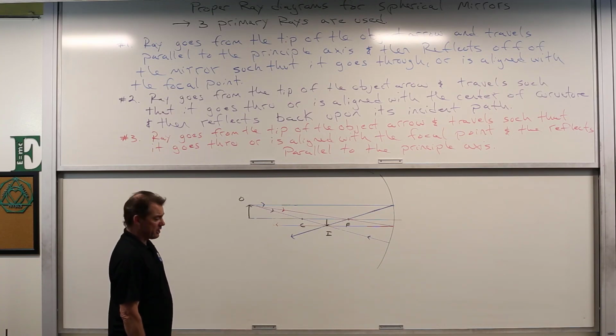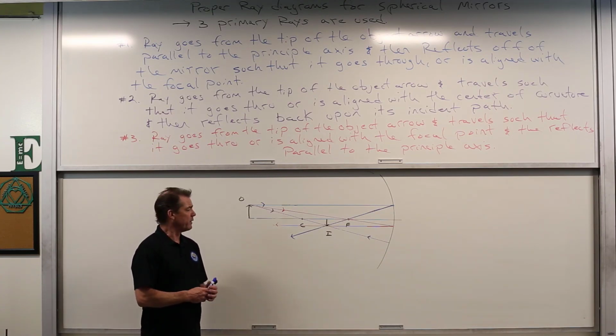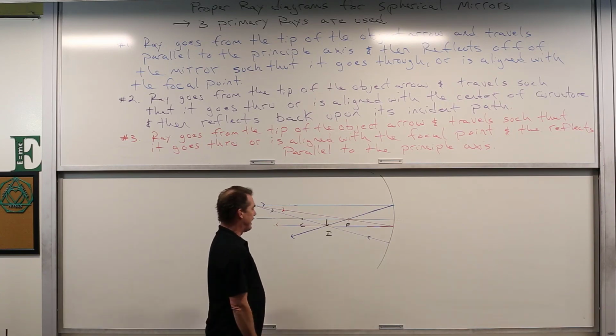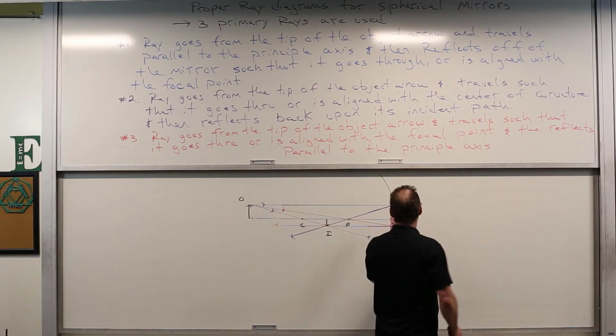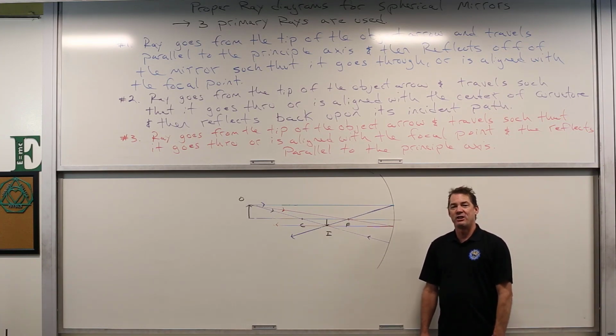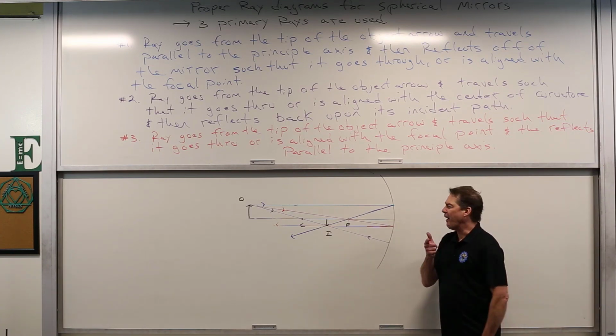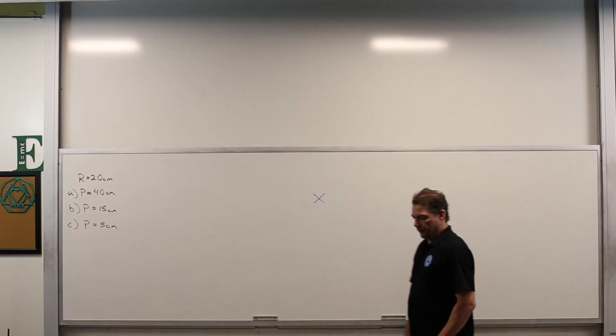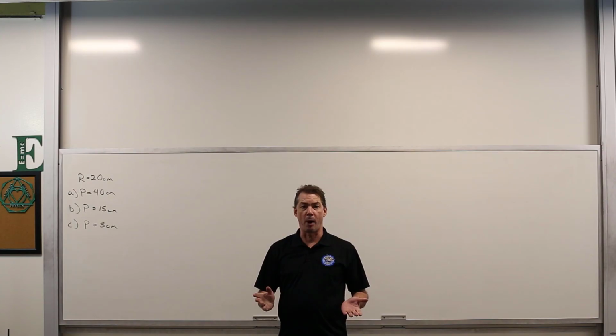So at that, let's look at a couple problems that involve this and see the different incorporations of ray diagrams depending on what type of mirror we have and where the object is located relative to the mirror. Shall we? We shall. Be right back. All right, so here we go. Here's the problem.